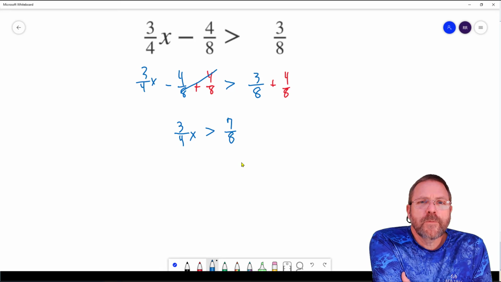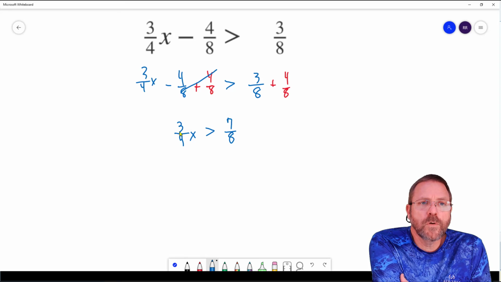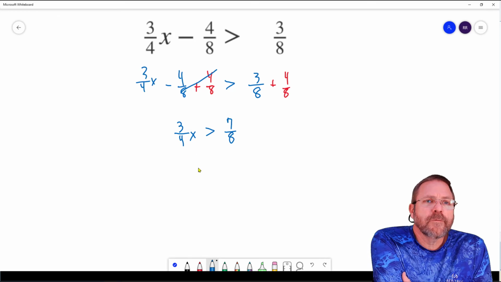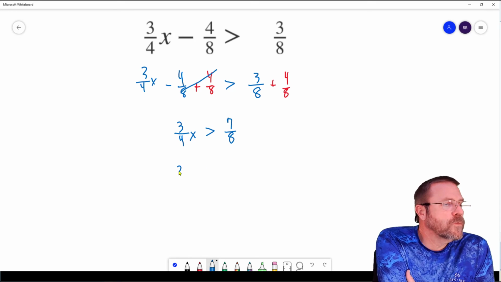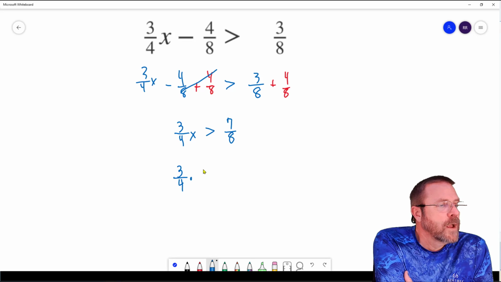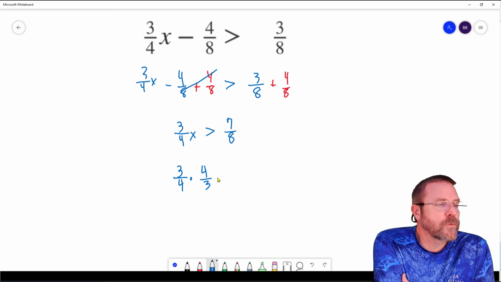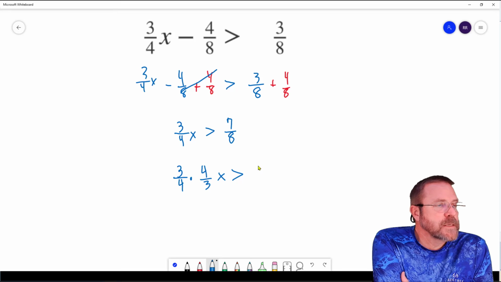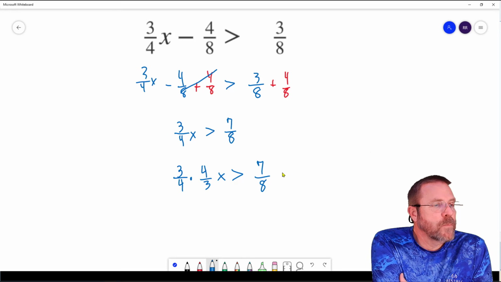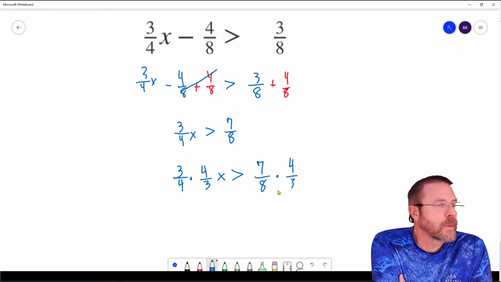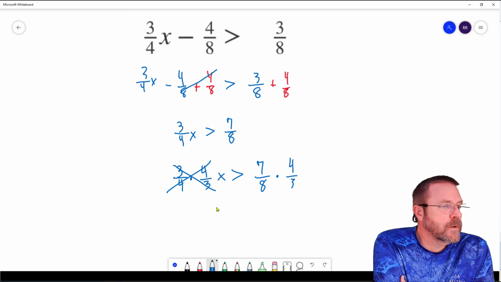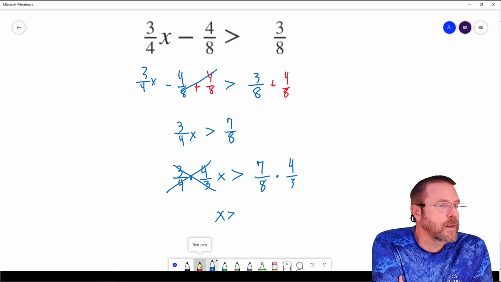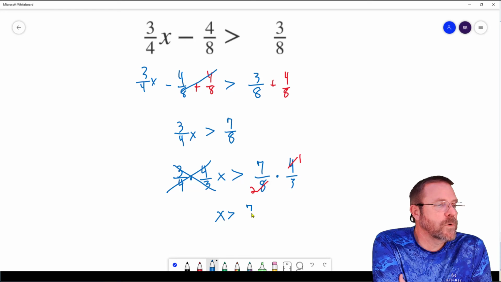Now we're going to finish isolating the variable by undoing multiplication. 3/4 is multiplying itself times x, so we're going to divide by 3/4, also known as using the multiplicative inverse, multiplying by 4/3. The sign is not going to change directions because I'm multiplying with a positive number. These divided each other out, leaving x is greater than. Over here, 4 goes into 4 once, 4 goes into 8 2 times, and multiply. 7 times 1 is 7.